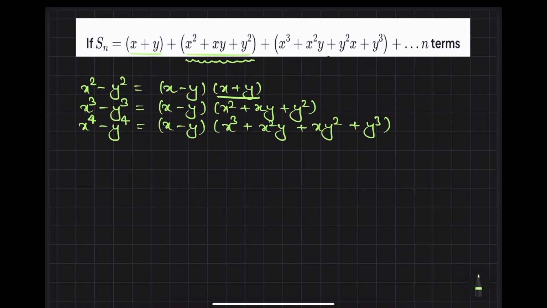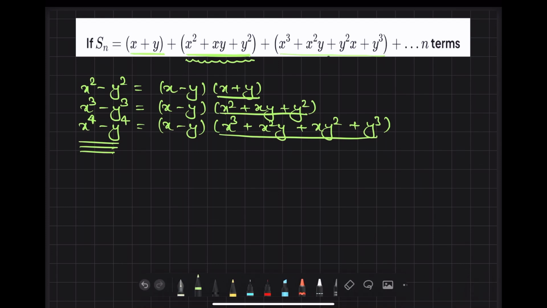Look at this thing we got. Look at this thing we got. Look at this situation as well. So don't you think you got the pattern? Now what we have to do? We have to multiply both sides by x minus y.